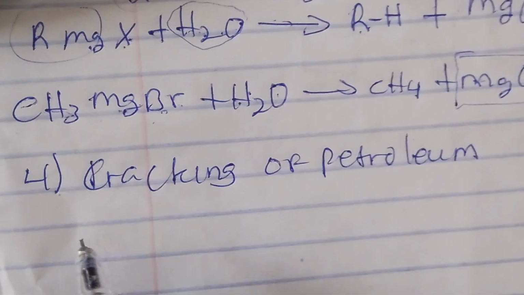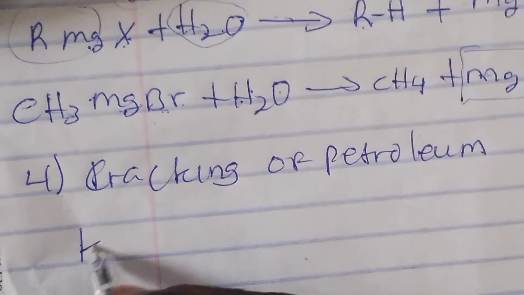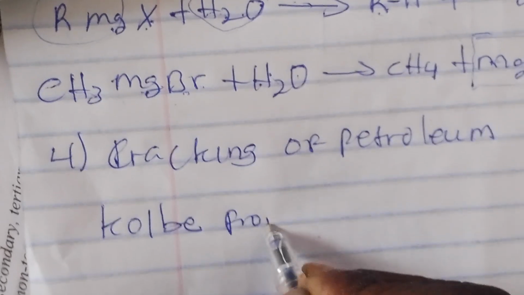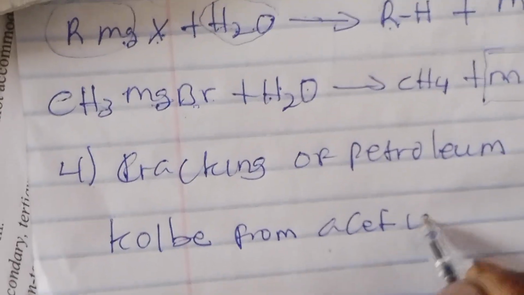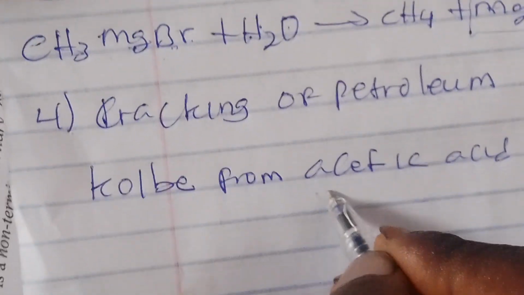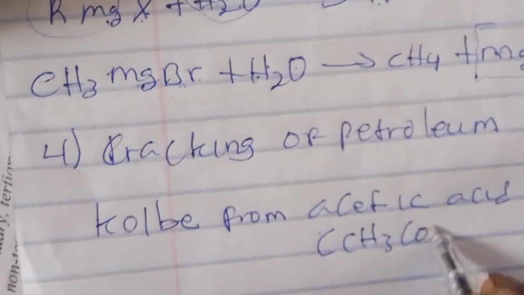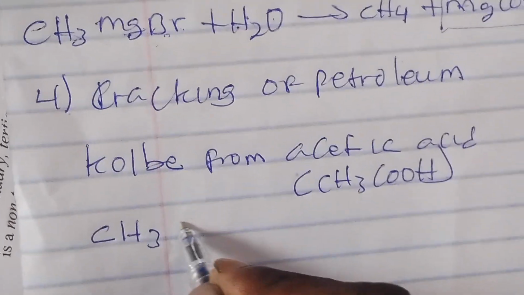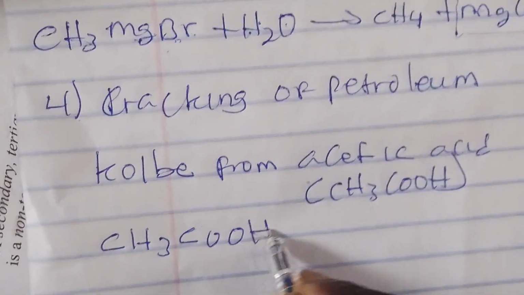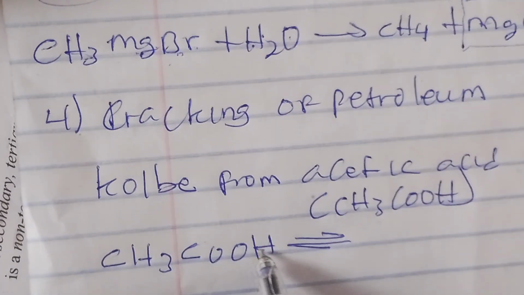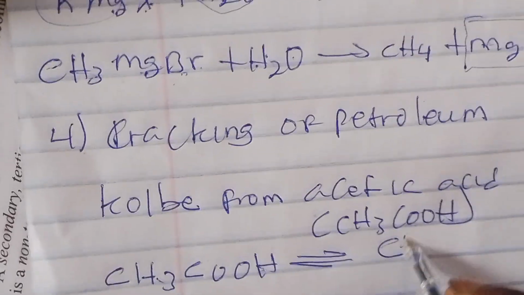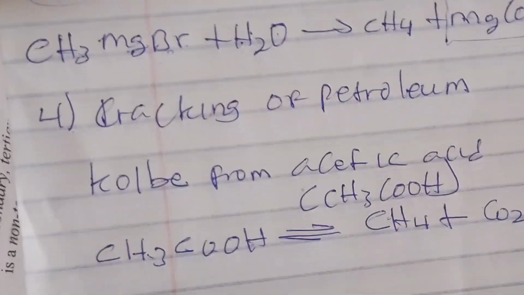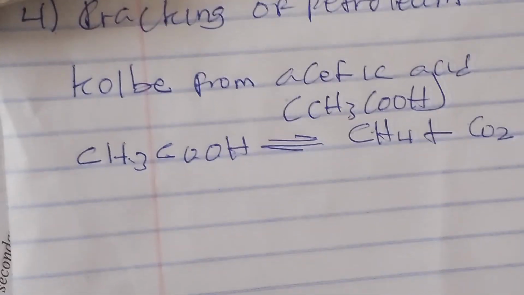And there's one particular thing they call Kolbe. Some people call it Kolbe structure. It means you want to prepare it from acetic acid. What is acetic acid? Acetic acid is CH3COOH. So what you do is CH3COOH, forward and backward, take one hydrogen here, that will be CH4 plus COO, that is CO2. That's what is called Kolbe or Kolbe structure.